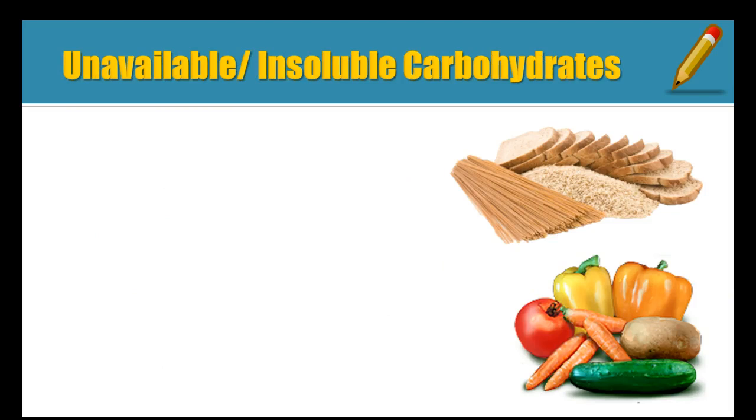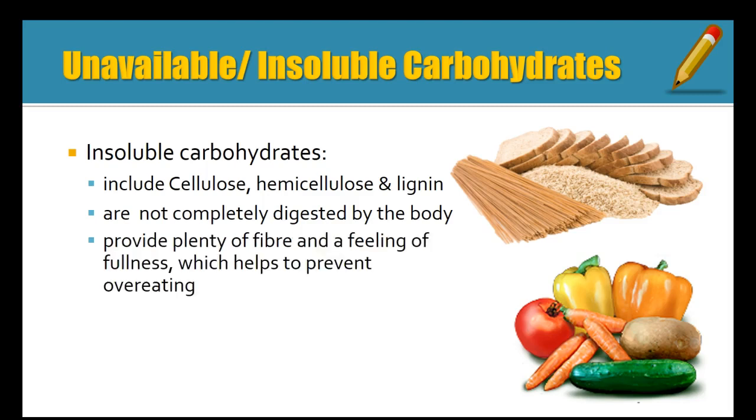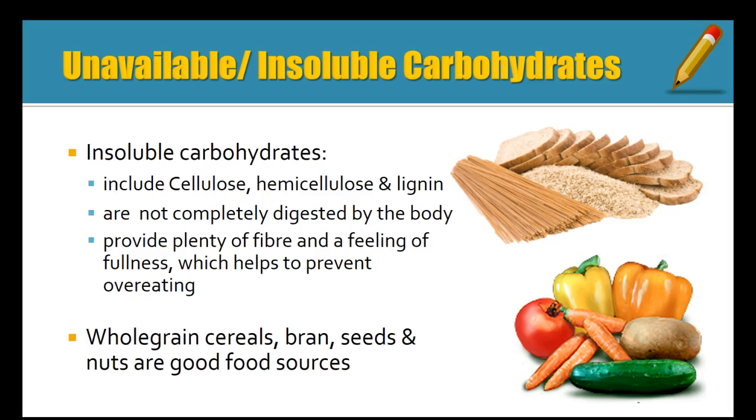So unavailable or insoluble carbohydrates are the carbohydrates that aren't broken down during the journey through the digestive system. They include your cellulose, hemicellulose, and lignin, and they're not completely digested by the body. So fiber will provide a feeling of fullness that helps to prevent overeating. A lot of whole grain cereals, seeds and nuts are really good sources of insoluble carbohydrates that help with filling the stomach to make sure that you don't eat too much food.